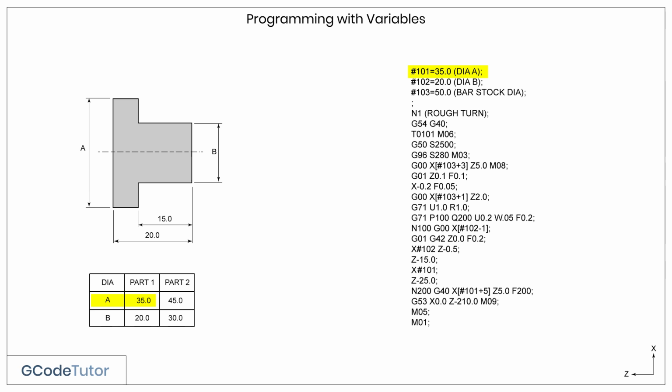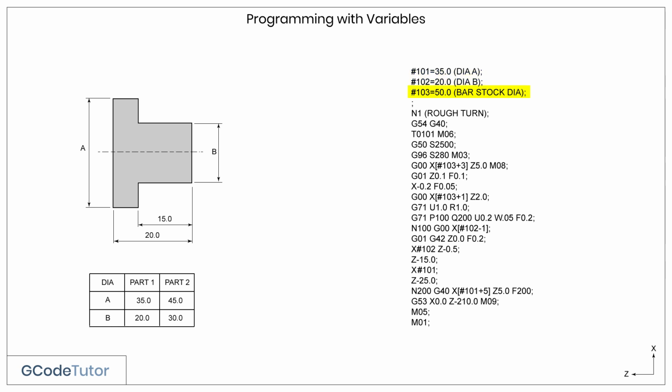So our first line of code is #101 equals 35 millimeters. This is our larger diameter of part 1 of our bush. Our second variable is #102, and this equals 20 millimeters. This is our smaller diameter, or diameter B, of part 1 of our bush. Adding an operator's note, our note in brackets, after our line of code is a big help when we're defining variables, because #101 doesn't really describe our variable too well, so at least this way we can reference what it means at a later date.